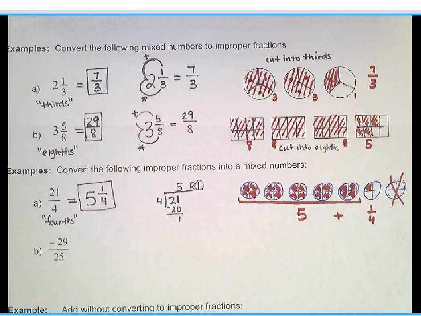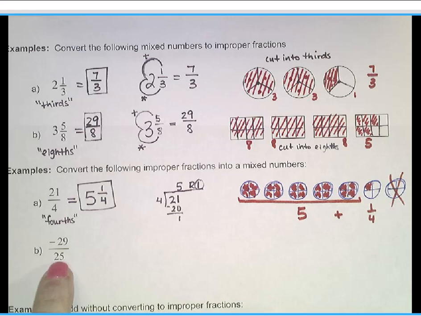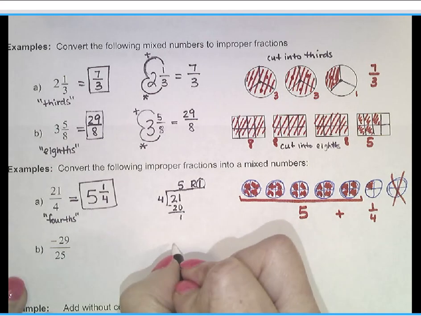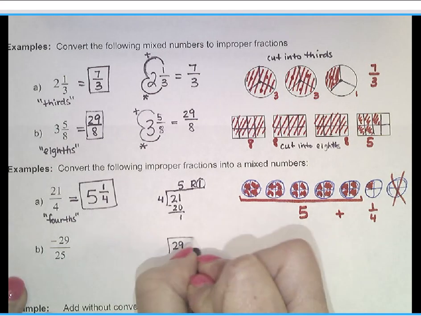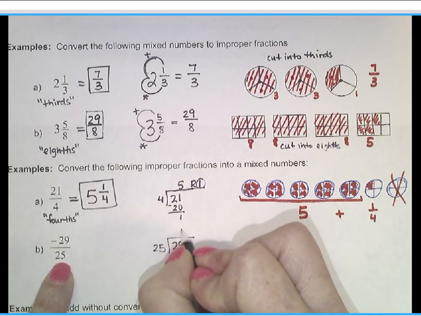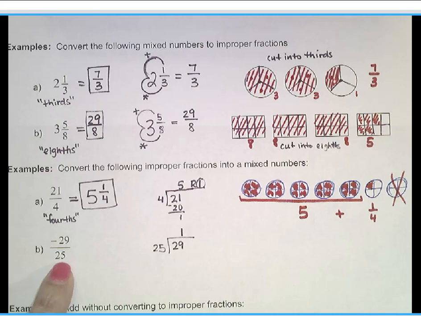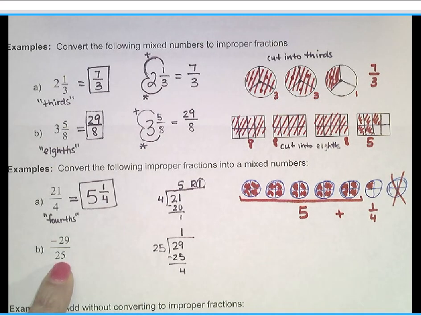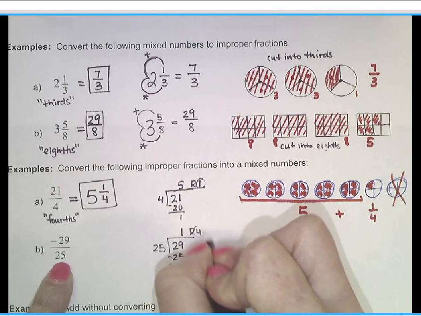Now the next one, the fraction family here is 25ths. I'm not drawing a picture for this one and cutting things into 25ths. Okay, we're just going to do the division. So 29 divided by 25. So how many times does 25 go into 29? It goes in there once with a remainder of 4, right? So R4, that's our remainder.